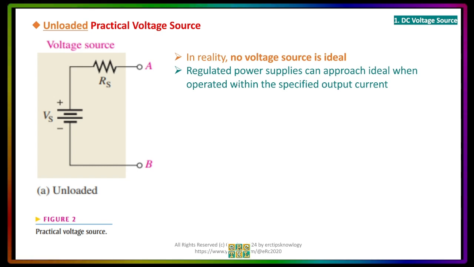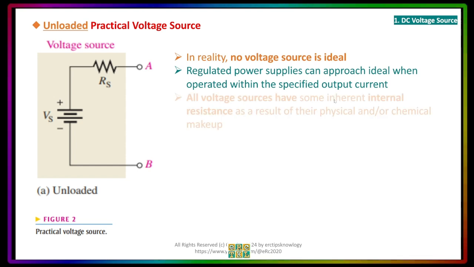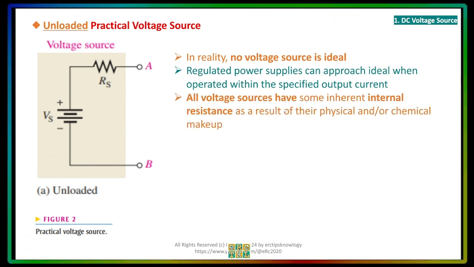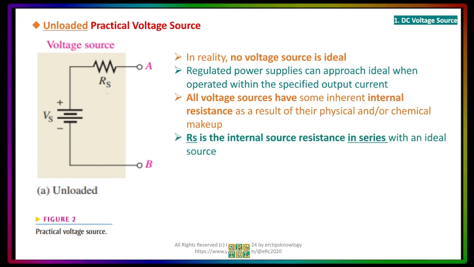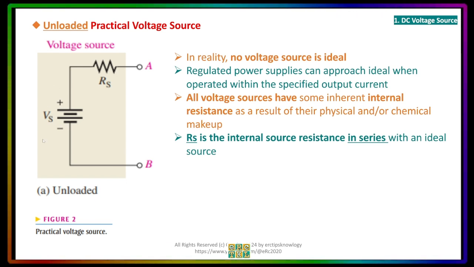So, regulated power supplies are used, but they can only approach ideal when you operate them within a range of specified current. All voltage sources have some inherent internal resistance, as a result of their physical and or chemical makeup. The RS, or the internal source resistance, is connected in series with the ideal voltage source. Together, they are called a practical voltage source, and VS is the source voltage.